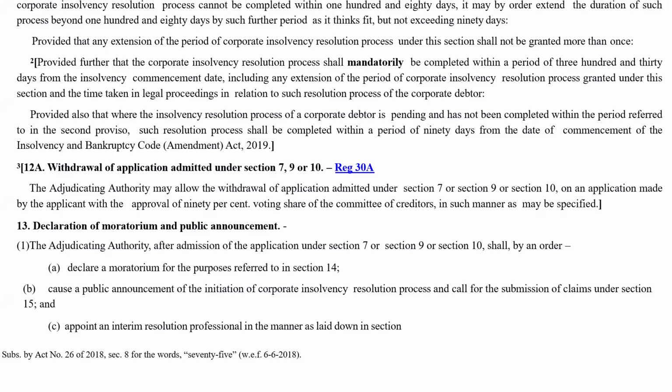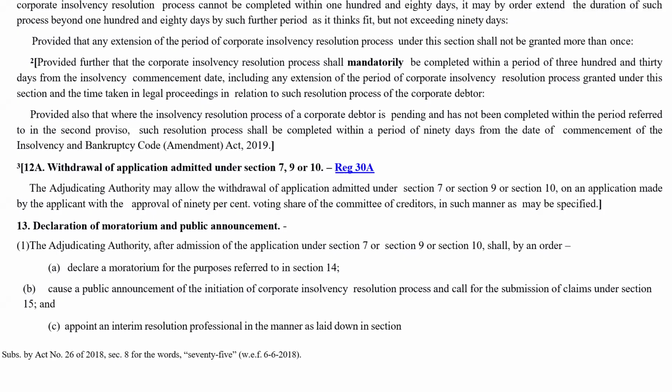And then there is regulation 30A also. So regulation 30A says what are the conditions on which this withdrawal of application may be admitted. So they particularly point out the submission of a bank guarantee to fund the cost incurred till the date of filing of the application, about which we will read in detail later, right? Now section 13 says declaration of moratorium and public announcement.